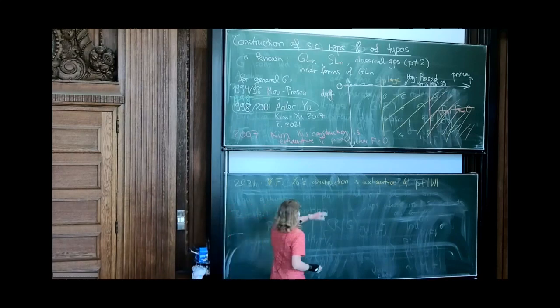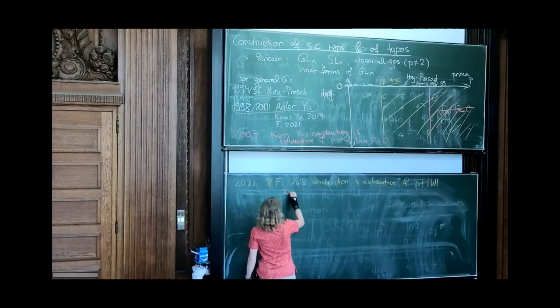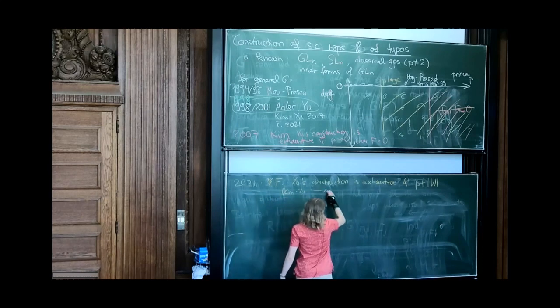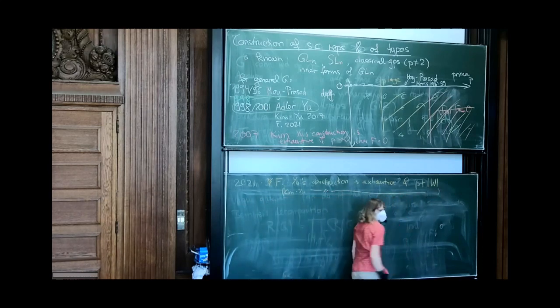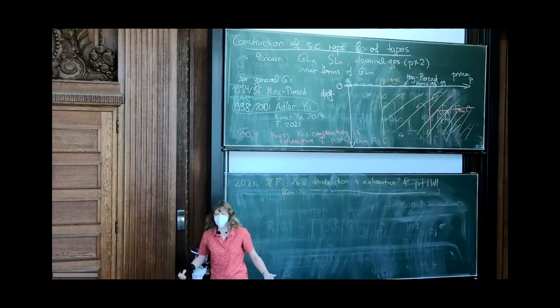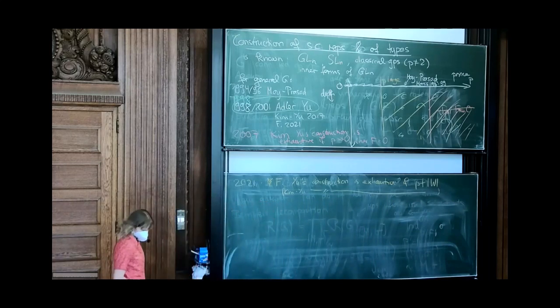And the same for types. So also for Kim-Yu's construction of types, the construction is also exhaustive under the same assumption. And I still haven't told you what types are. I'm aware of that.